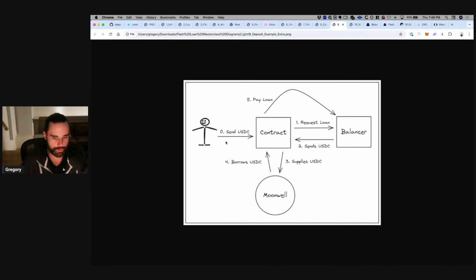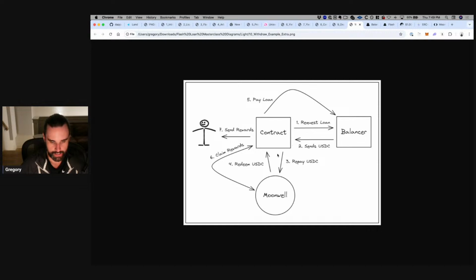Basically, how this is going to work is we're going to deploy the contract. We're going to send USDC to it. We're going to request the loan, deposit in there. We're going to supply USDC, borrow USDC, pay the loan back. And then when you want to take the money out, you do the opposite. You request the loan, you send the USDC back to the contract, it repays Moonwell. You claim your rewards, and then it sends the rewards back to your wallet. So let's do that and get started.